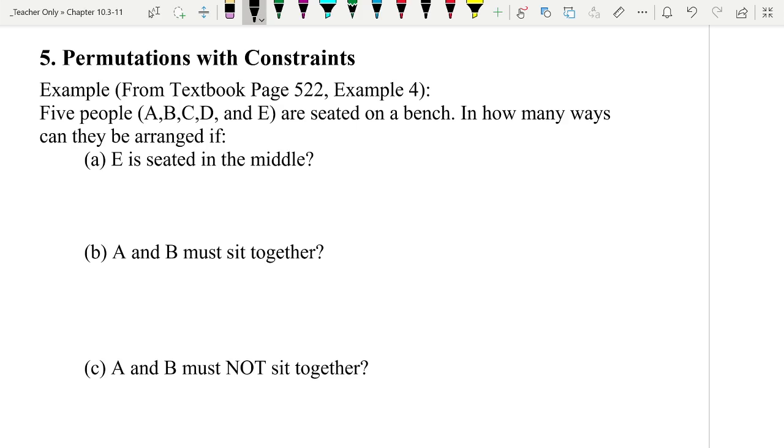So I'm going to actually just kind of write out my bench. There's my bench, 5 seats. Ernie has to go in the middle. So there's only 1 possible person that can go there. Now from there, 4 different people can go here, 3 different people can go here, 2 different people can go here, one different person can go there. So that is, once again, 4 factorial, which is 24.